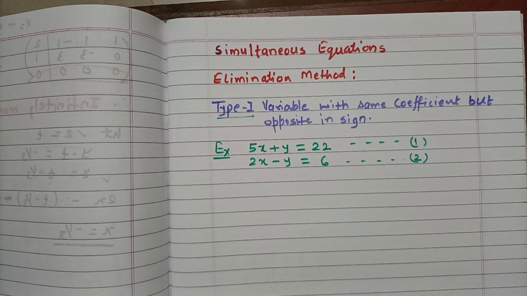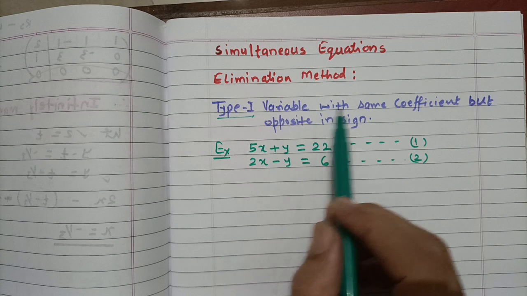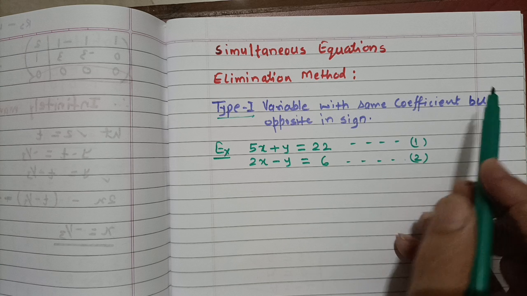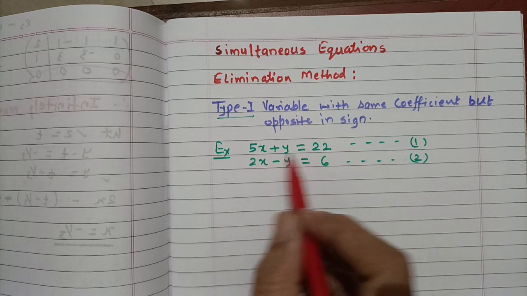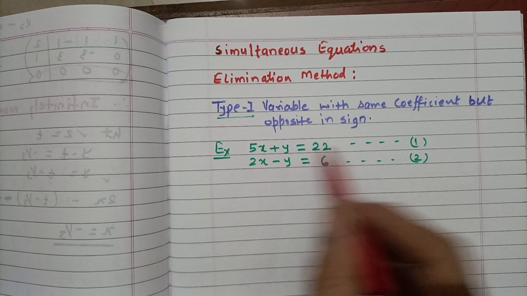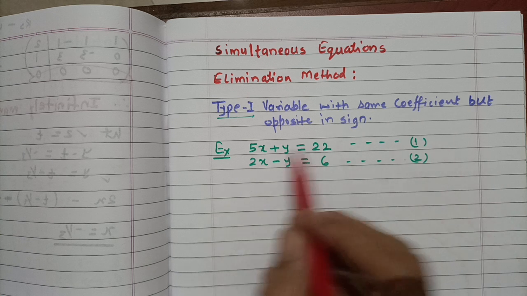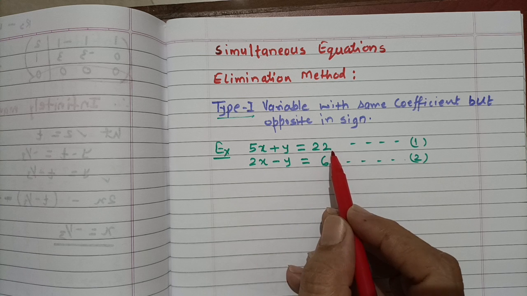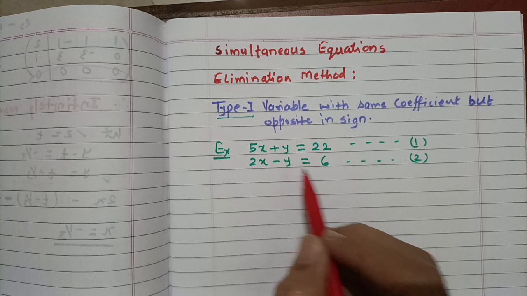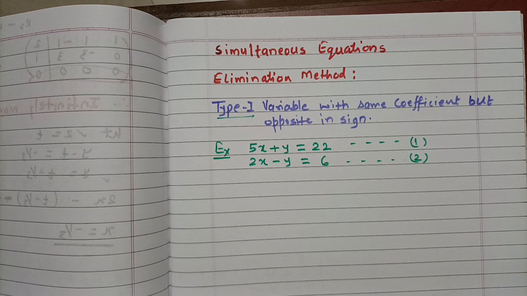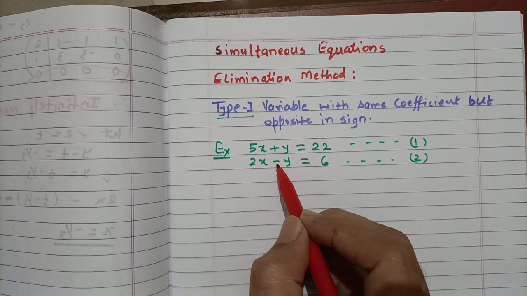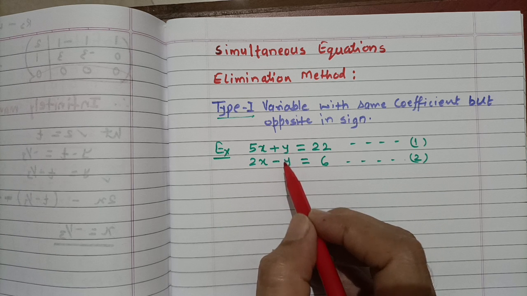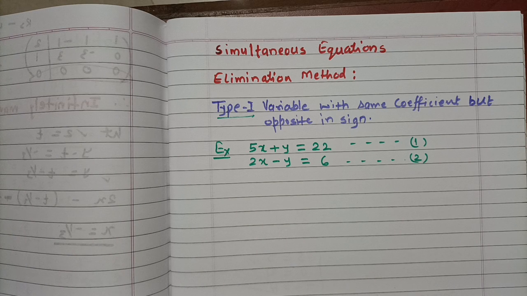So type 1, when the variables have the same coefficient but opposite sign. For example, consider these two simultaneous equations: 5x plus y is equal to 22, 2x minus y is equal to 6. We can see here that the signs are opposite and the coefficients of y are the same. So in this case we just need to add both the equations.